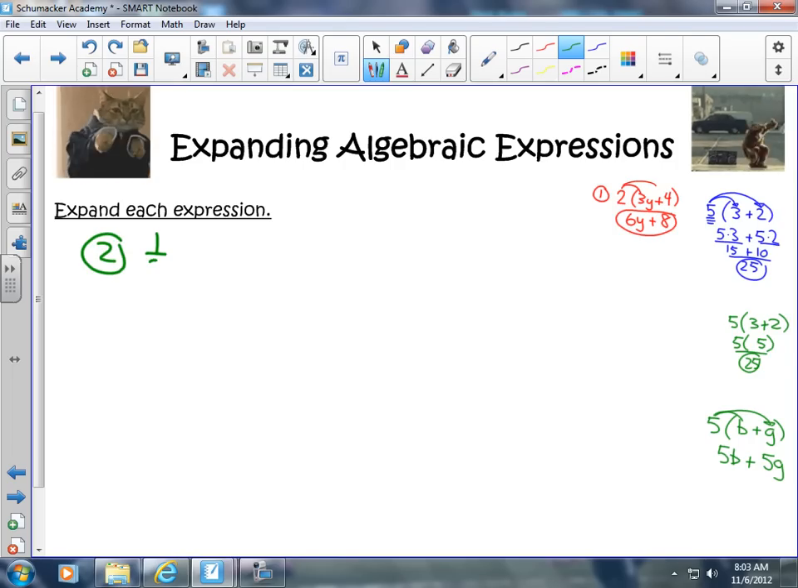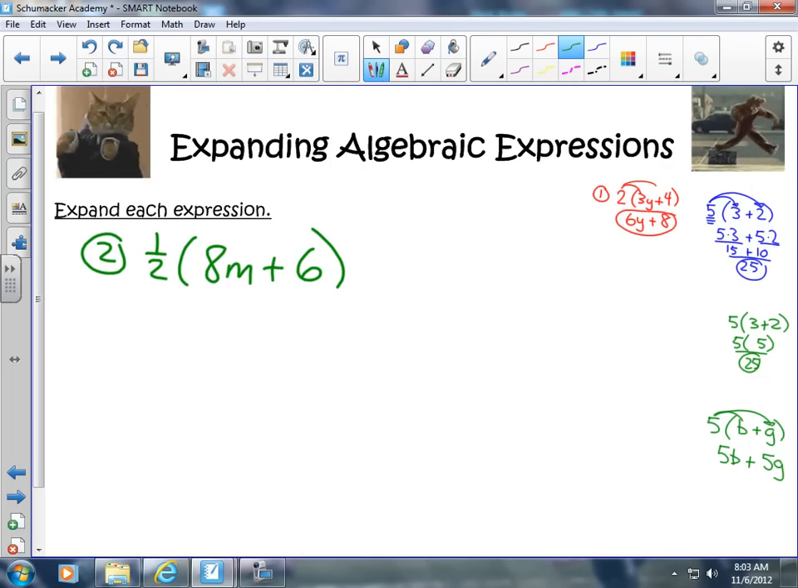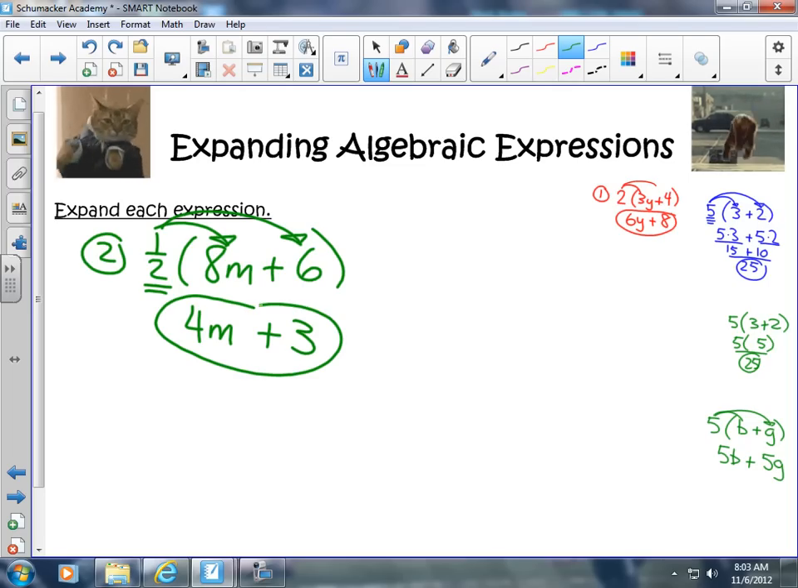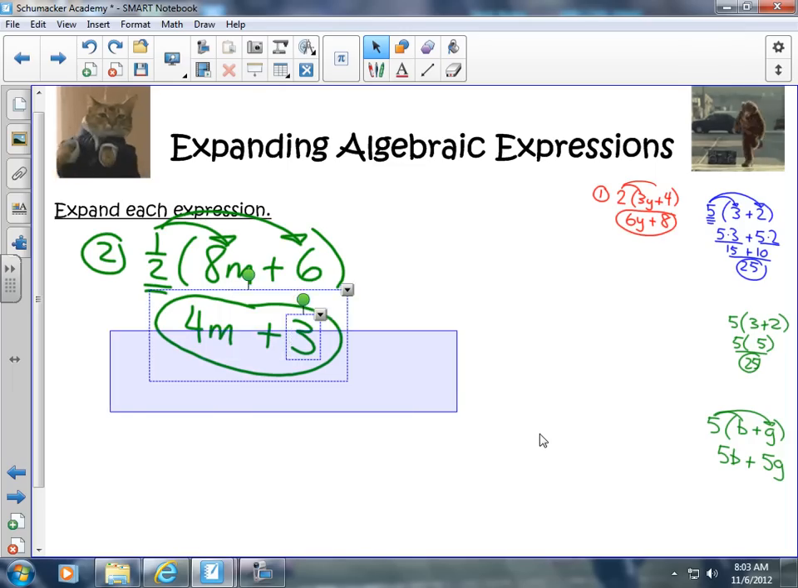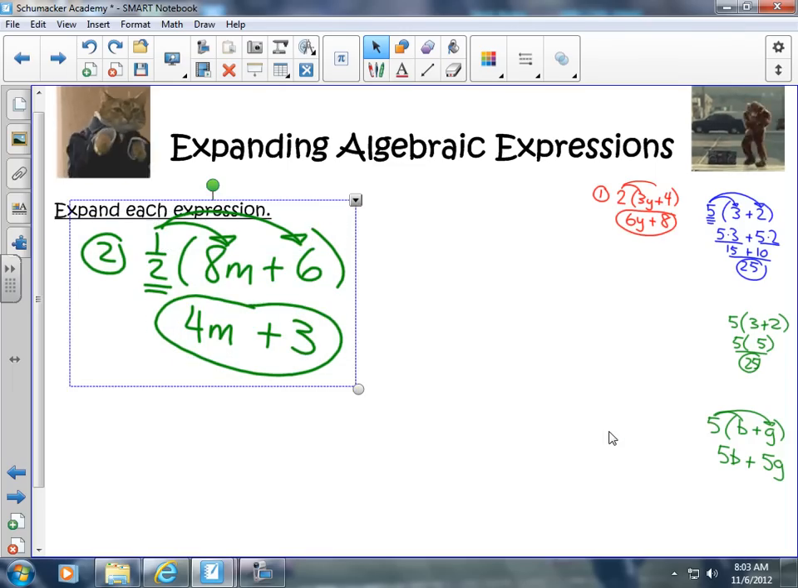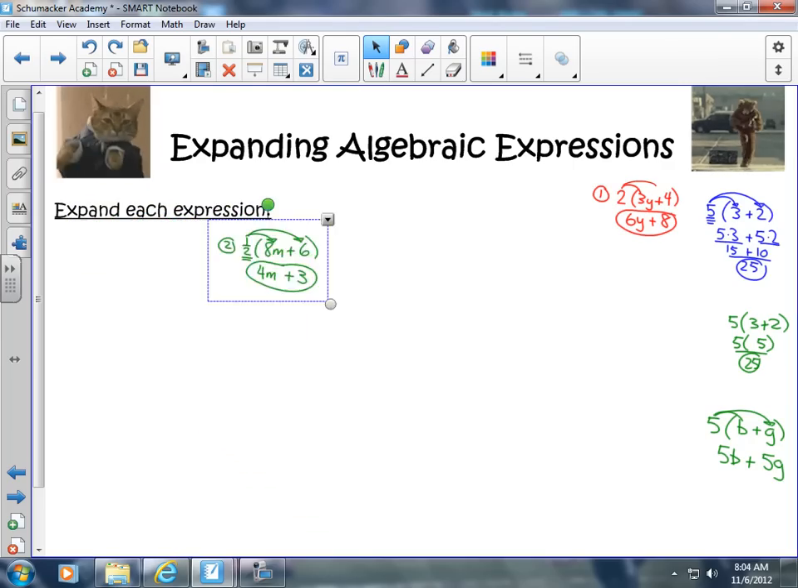So let's say we have 1/2 now times 8m plus 6. Okay, well in this case I'm going to distribute the 1/2. 1/2 of 8m means I start with 8m's, and I'm only going to have half of them. Well, half of 8 is 4, so now I have 4m plus half of 6. Well, if I have $6 and you get half of it, you get 3. So 1/2 of 6 is 3. I cannot combine these because they are not like terms. Therefore, 4m plus 3 is my answer as simplified as it can get. Much like the last problem, except in this case, we have a fraction involved.